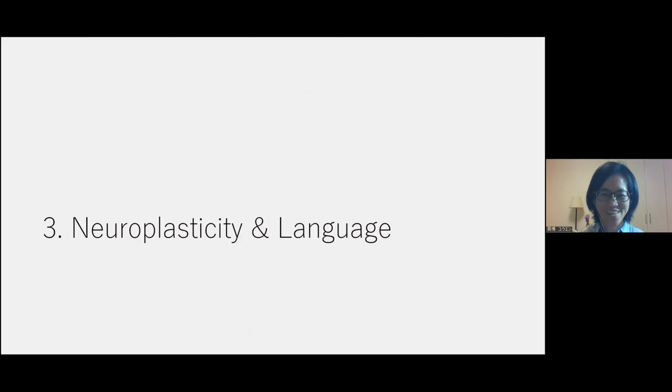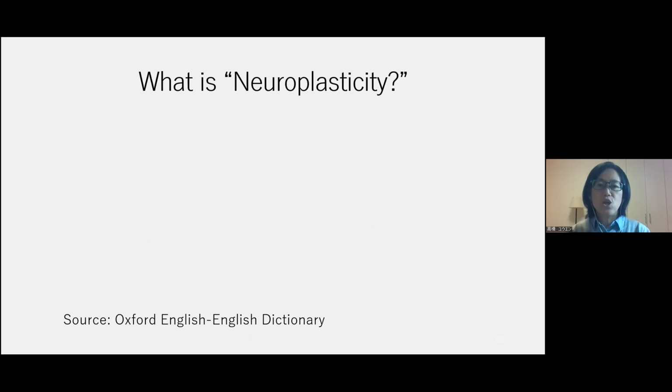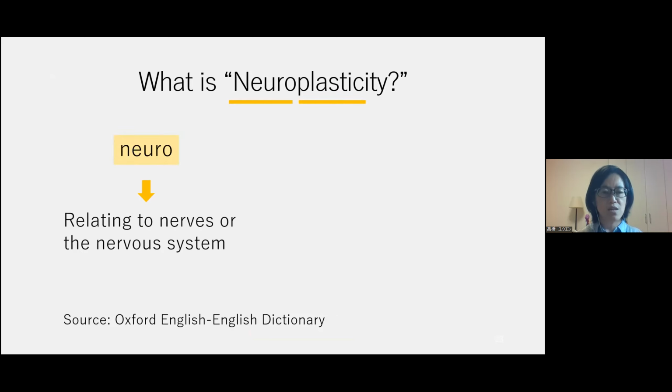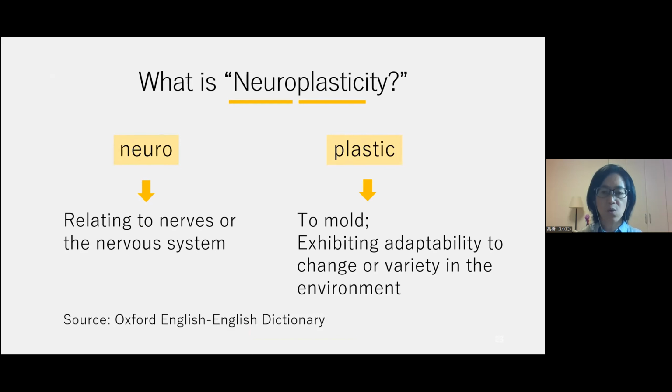let me proceed. The next topic that I would like to talk about is neuroplasticity and language acquisition. What is neuroplasticity? Neuroplasticity is a coined word including neuro and plastic. And neuro here is, of course, relating to nerves or the nervous system. And plastic means to mold or exhibiting adaptability to change or variety in the environment.